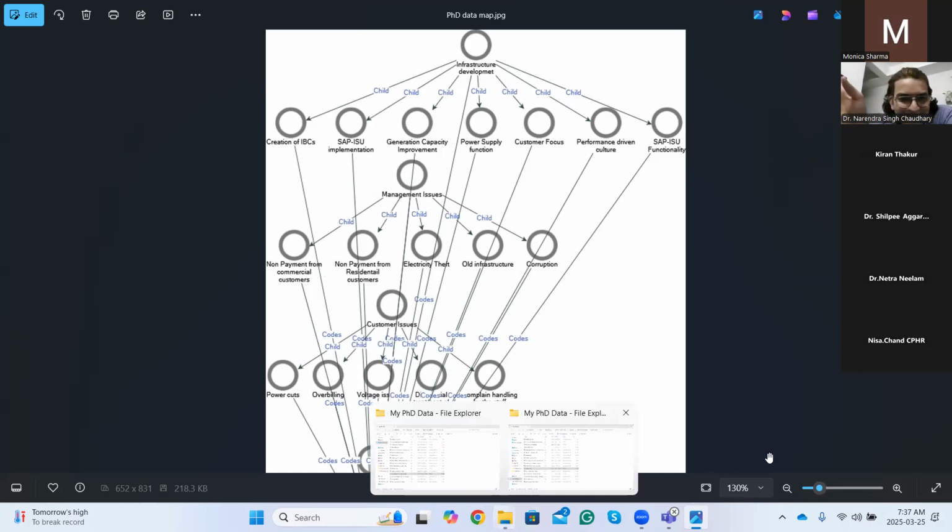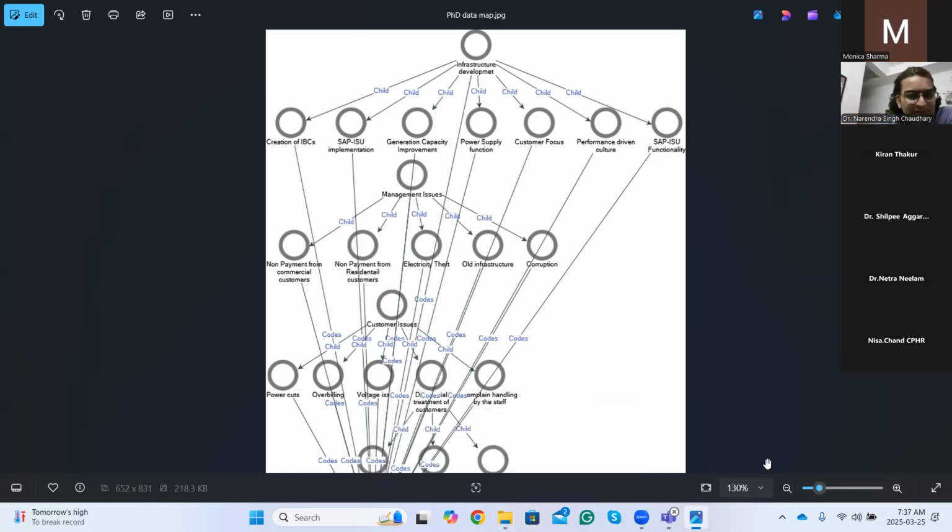Child code and parent code. Parent code is basically the major themes. Child is sub-themes. And what you can do is create a word cloud. I have a word cloud also, if you want me to show it.